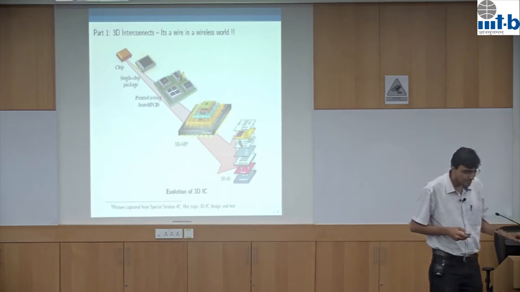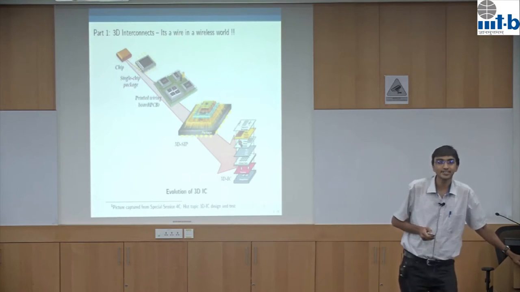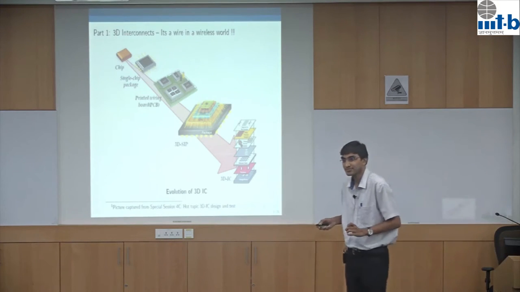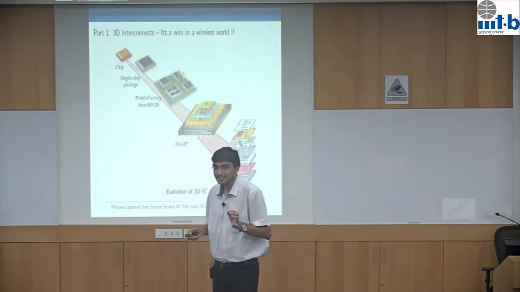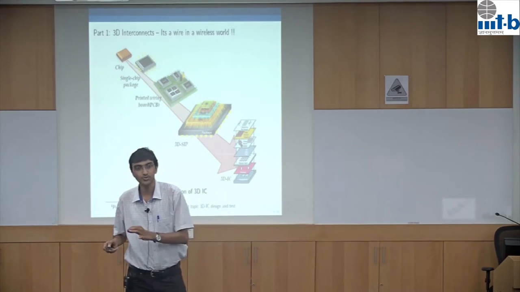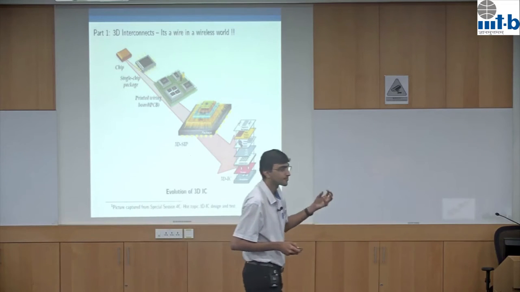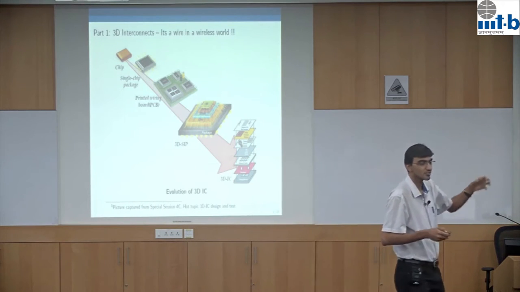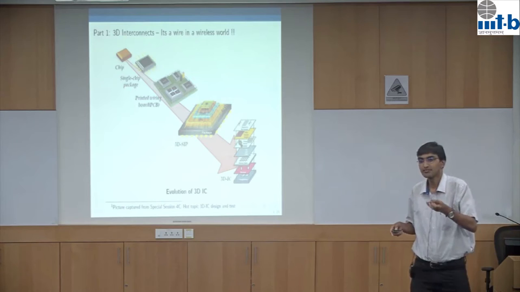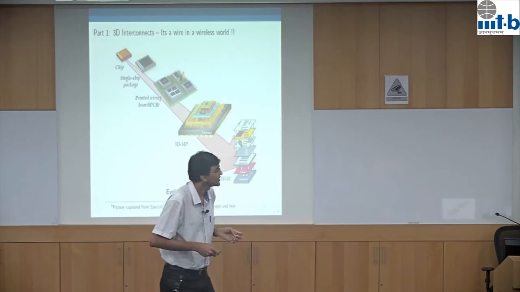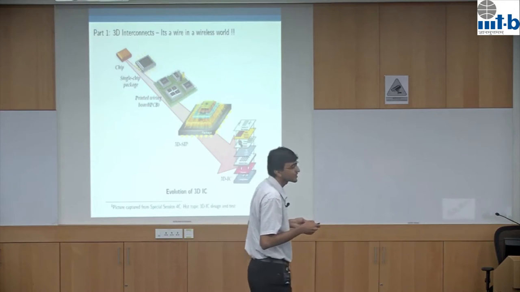So coming to the very first topic, 3D interconnects, it is nothing but a wire. Right? 3D interconnects, instead of a planar 2D wire, it's nothing but coming from top to bottom or bottom to top. And that's why it is called three dimensional, because it has three dimensions: width, length, and then the height.